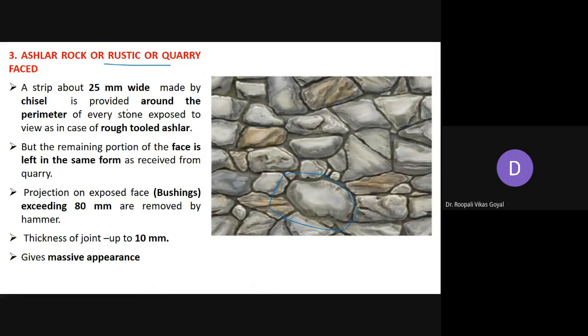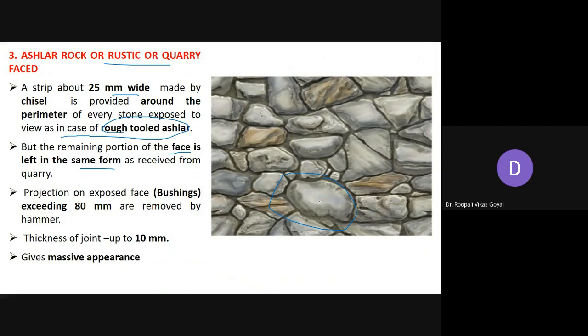Okay, so here this strip may be around 25 mm wide, which is made by the chisel, which is provided all around the periphery of every stone which is exposed to view in case of rough tooled ashlar. जो भी आपका रफ टूल एस्पर था, जितने भी रफ स्टोन थे, exposed stone, they are also provided with a particular strip. But the remaining portion of the face is left in the same form. But बाकी का जो portion है, the remaining portion, it would be nothing is applied to them.